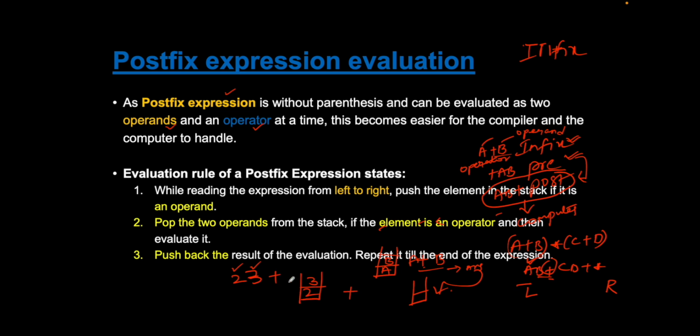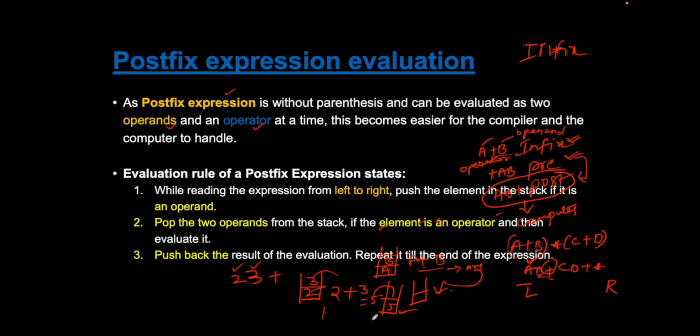Since it is a plus symbol, I will pop the elements from the stack. So I will take the 3 here, and I will take the 2 here. 2 plus 3 is equal to 5. Now the stack is empty here, so we redraw a stack and insert this 5 value into the stack. That is the answer to your problem. Similarly, you have to continue with the remaining statements.